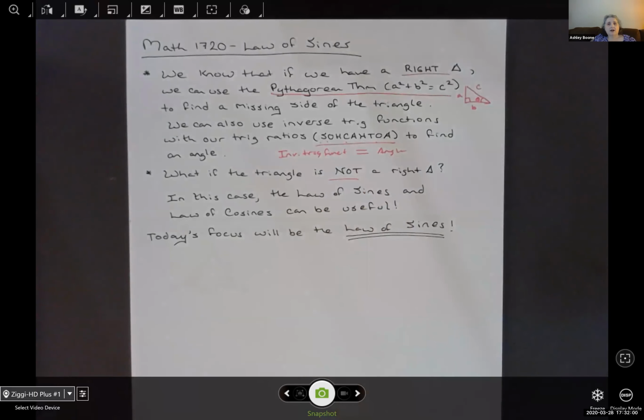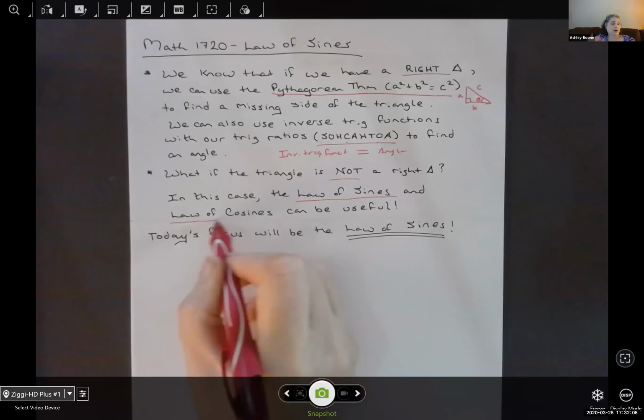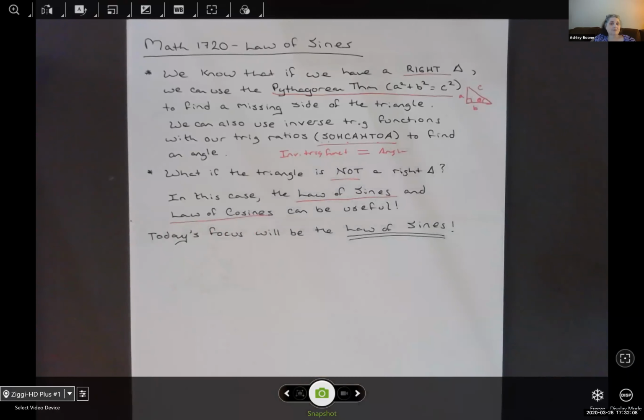If it's not a right triangle, we're either going to use something called the law of sines or the law of cosines, maybe a combination of the two. We'll see some examples. These can be useful. Today, we're going to focus on the law of sines. So when we go through and look at these things, one of the first things we want to look at is which sides do we know, which angles do we know, and go from there.